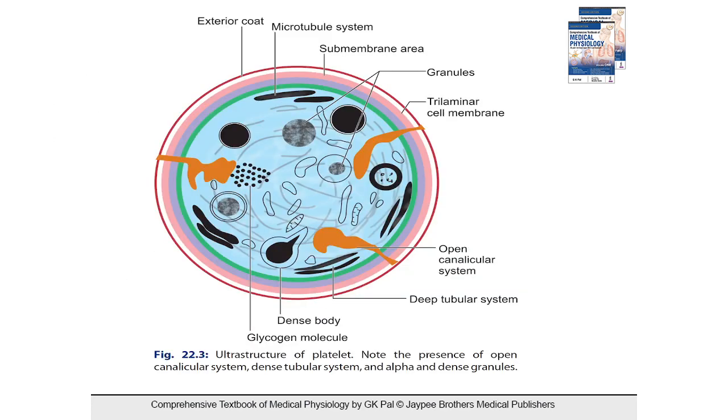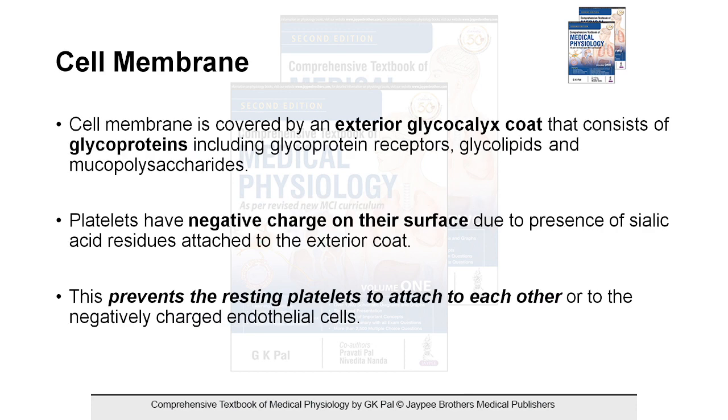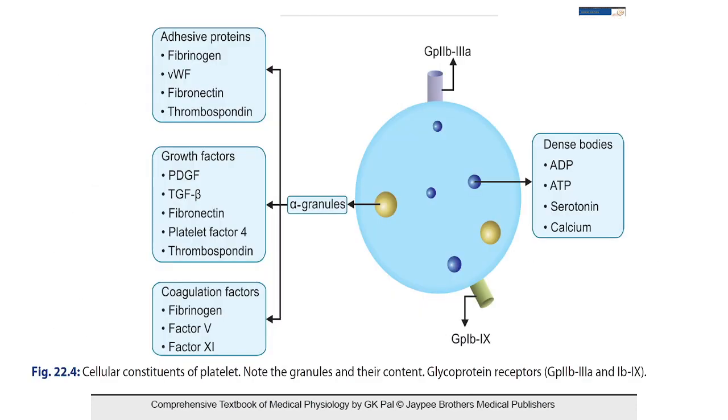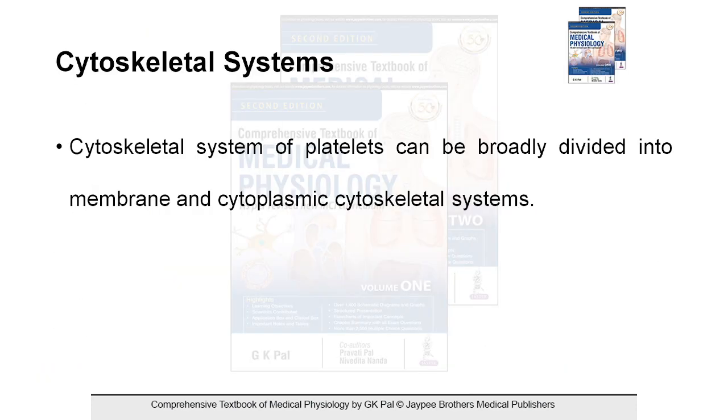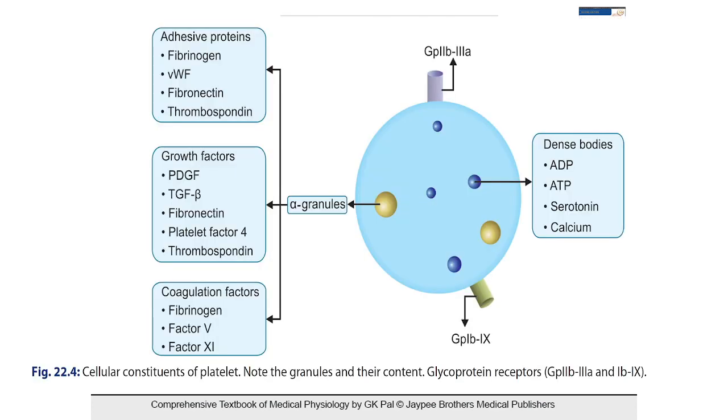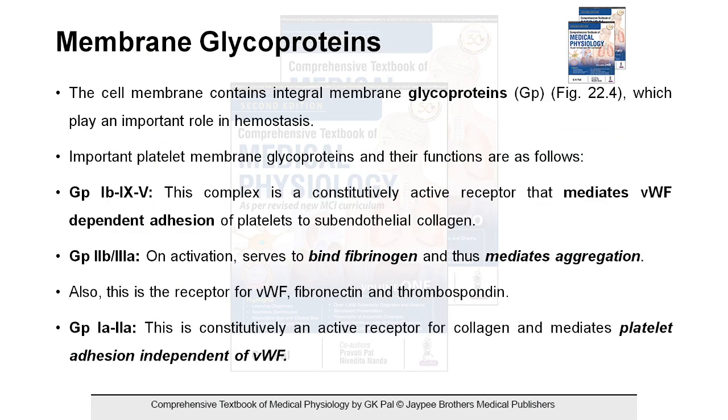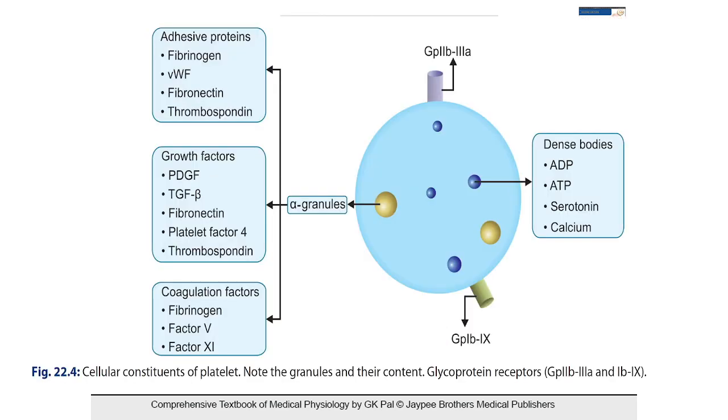So this is a typical structure of a platelet. There are two types of very important granules known as alpha granules and dense granules. In these granules we have a very important growth factor called PDGF, the platelet derived growth factor. It plays a very important role in the repair of damaged tissues in the body. It is a potent mitogen.